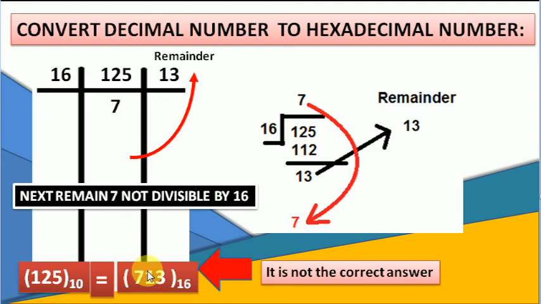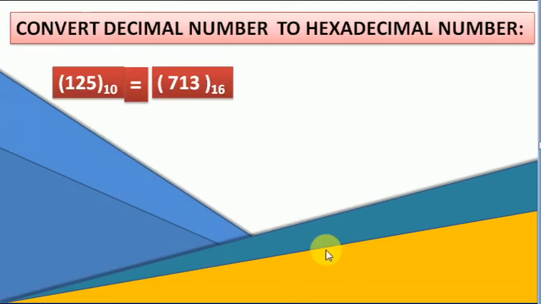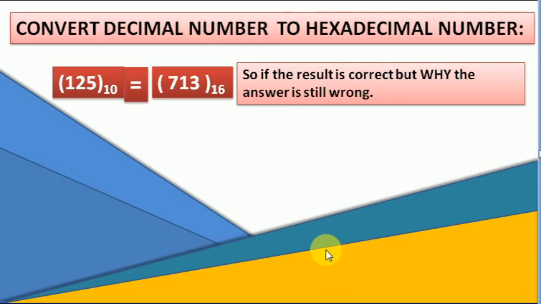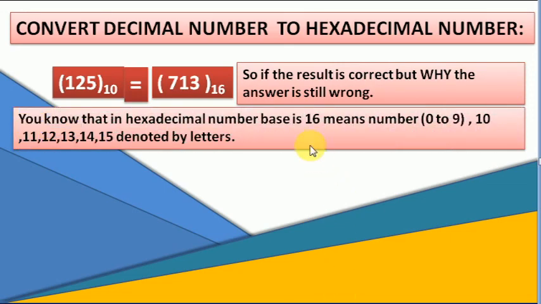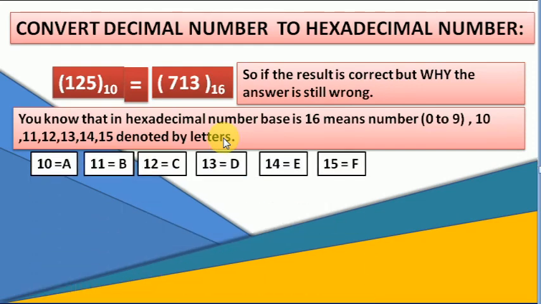Why? Because when we read this number, it is 713, but the number is 7 and 13, and in the case of hexadecimal there are letters for these numbers. So if the answer is not correct, what is the correct answer? We need to find it. You know that in hexadecimal the base is 16, meaning 0 to 9 remain as they are, 0 1 2 3 4 5 6 7 8 9, but 10 to 15 are denoted by letters. It means 10 is A, 11 B, 12 C, 13 D, 14 E, 15 F.